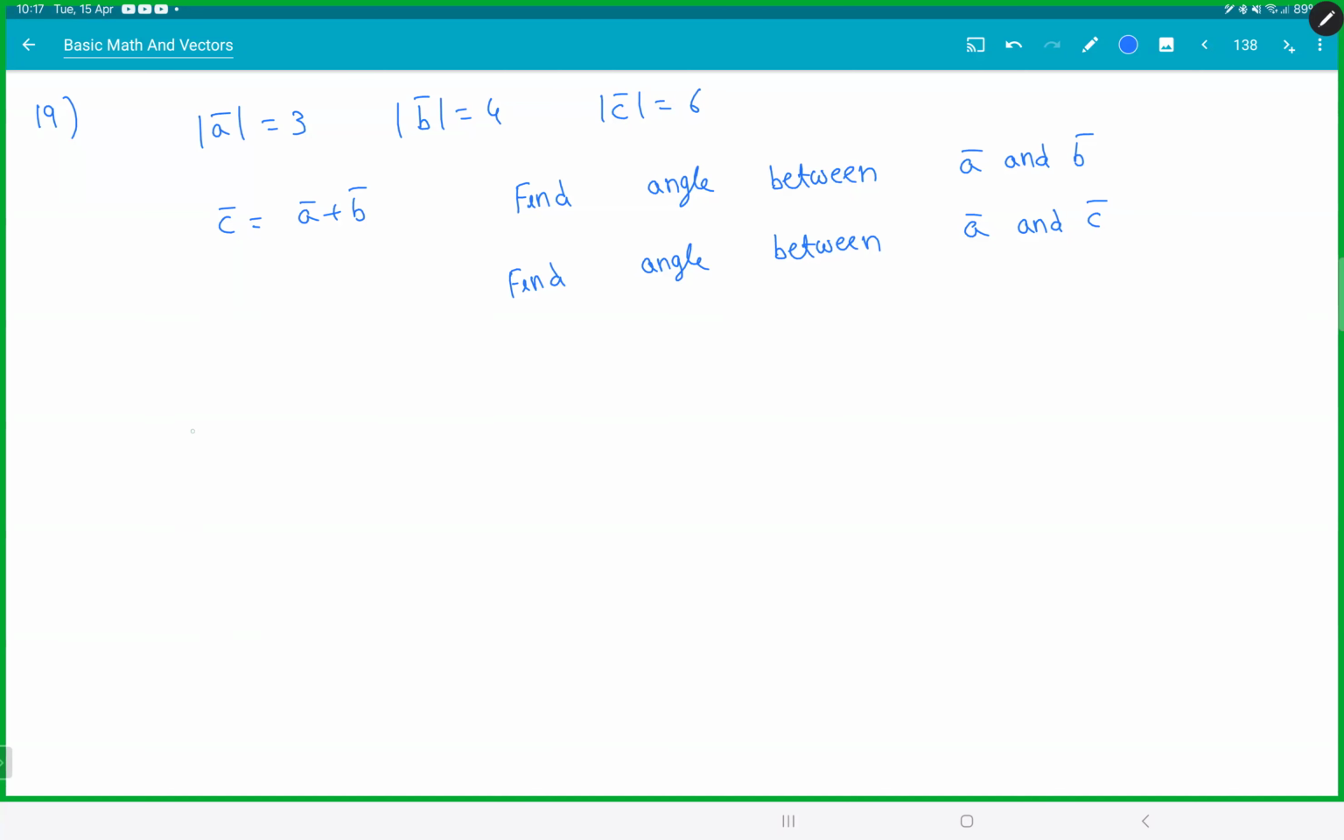The first was easy, just apply the formula there. So we have C is equal to root over A square plus B square plus 2AB cos theta. Substitute here, this will be 6 square, 3 square, 4 square, 2 into 3 into 4 into cos theta. That is 36 minus 16, 20 minus 9, 11. So we have cos theta is 11 by 24. Yeah, that's your answer. Check your calculations. So yeah, cos inverse 11 by 24.